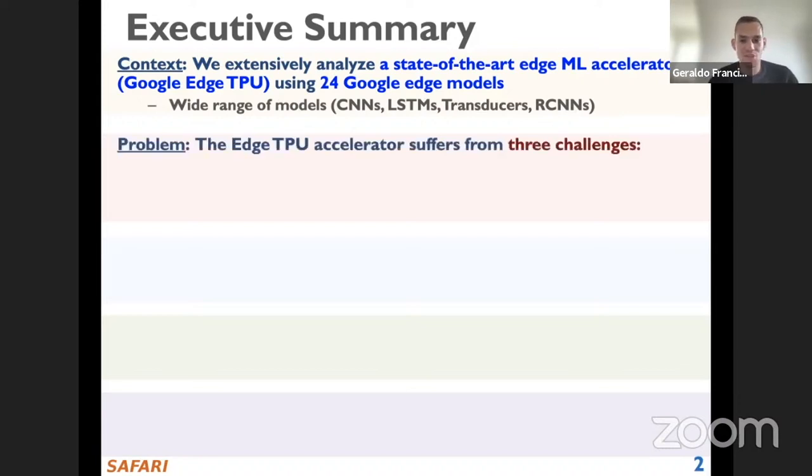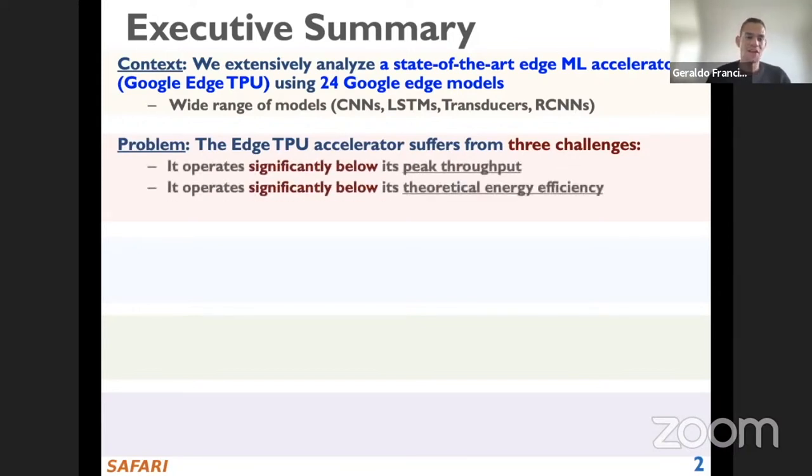And we identified 3 key problems that the Edge TPU accelerator suffers from when executing those different models. The first one is that it operates significantly below its peak throughput. The second one is that it operates significantly below its theoretical energy efficiency, and also that the memory hierarchy was leading to some particular bottlenecks. So it was quite inefficient for some of those models.